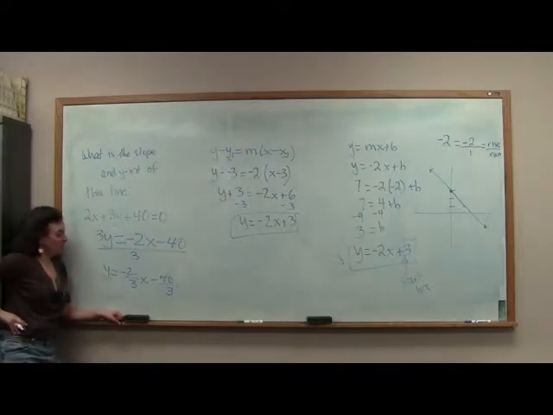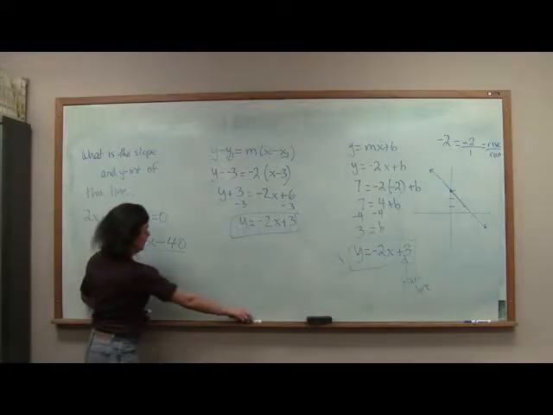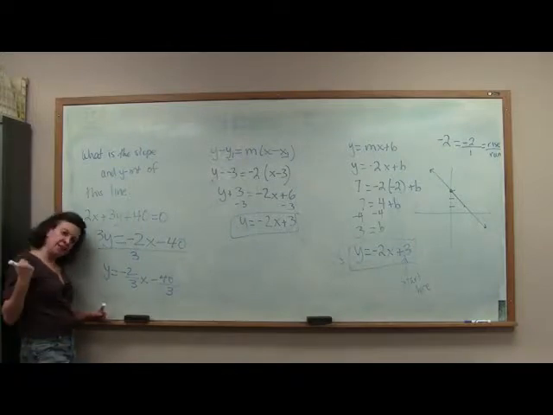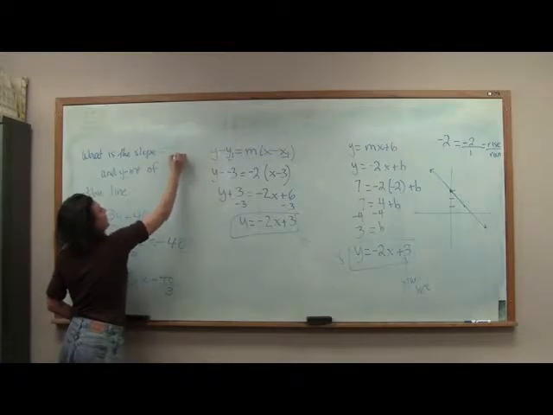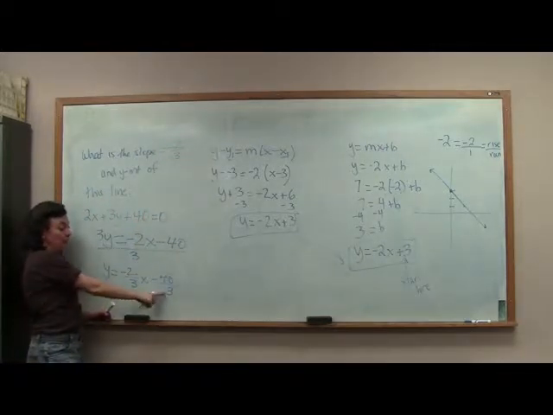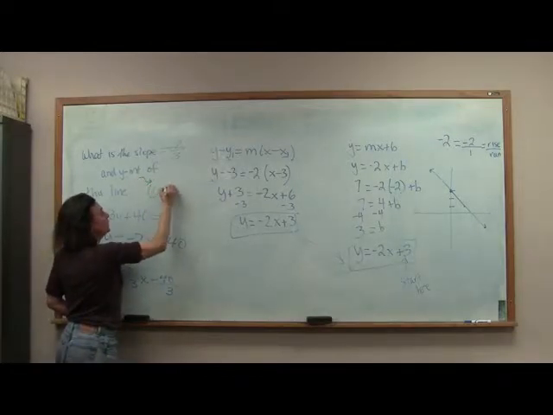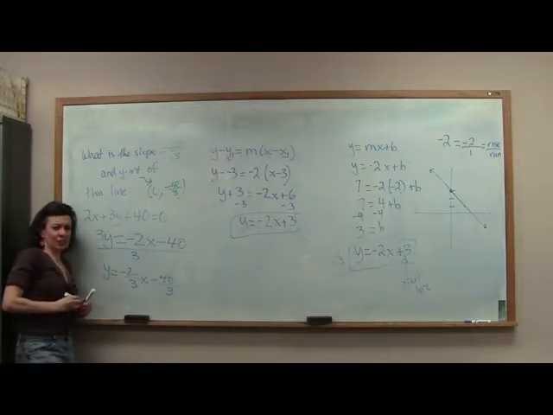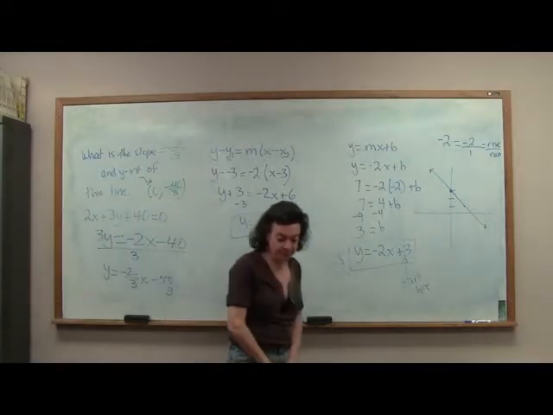Honestly, this is how I would leave my answer. I like improper fractions. But we still haven't answered the question. The question was, what's our slope and what's our y-intercept? Well, now that we have our line solved for y, we're like, yes, we can read it off. What is our slope? The slope is negative 2/3. And our y-intercept is negative 40/3. So I would write that as 0, negative 40/3. If you wrote negative 40 over 3 on a test, I would be okay with that. I like to write it as an ordered pair though.